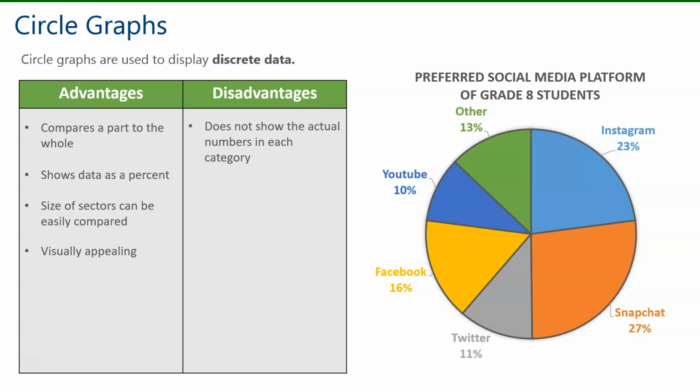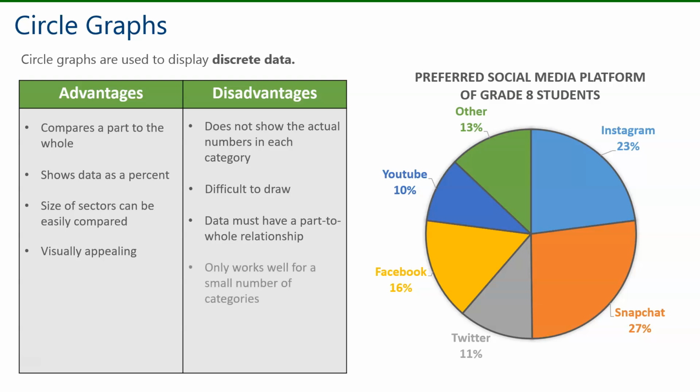Disadvantages include: they don't show the actual numbers in each category. It can be difficult to draw since you have to calculate the angle of each sector and use a protractor to draw the graph. The data must have a part-to-whole relationship. It only works well for a small number of categories. If there are too many categories, then the graph starts to get congested. And it can be difficult to compare two sets of data.